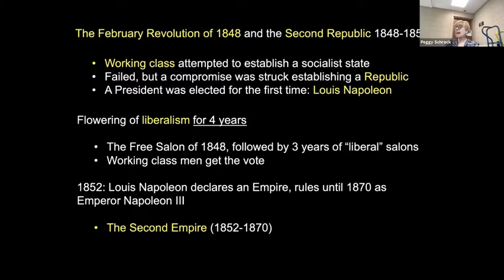Also, working class men got the vote. Working class men got the vote for 4 years. So at the end of 4 years, Louis Napoleon's up for re-election. I don't think he ever intended to stand for re-election. He does what his great uncle did, declares an empire. At the end of 51, beginning in January of 52, begins the Second Empire.